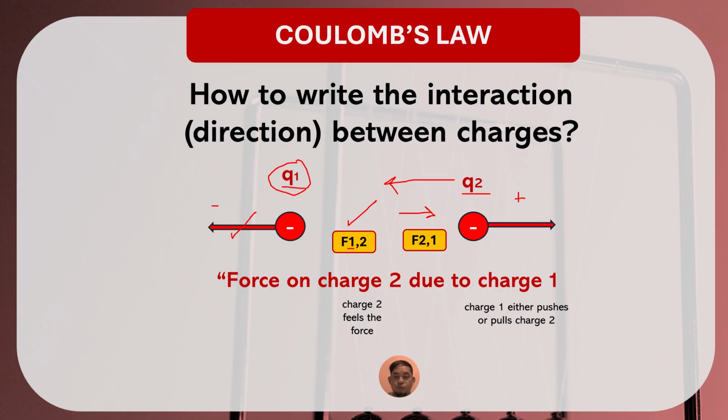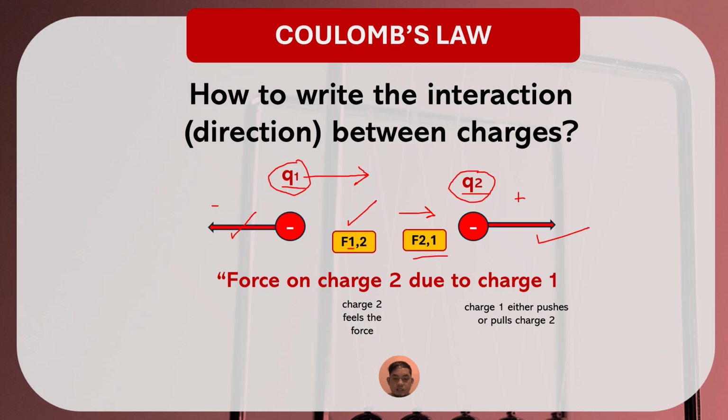Okay, the same is true with force on 2 due to 1. So 2 will be our point charge, and charge 1 will be the one who will push or pull. Since they are like signs, charge 1 will push charge 2. So the direction will be this way. I'm very sorry because it might confuse you. It might look like they are attractive to each other, but again, charge 1 will have to push charge 2. That's why we have this direction.